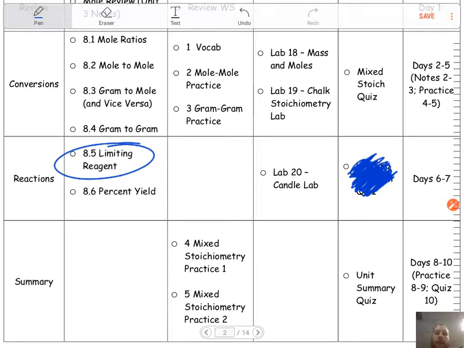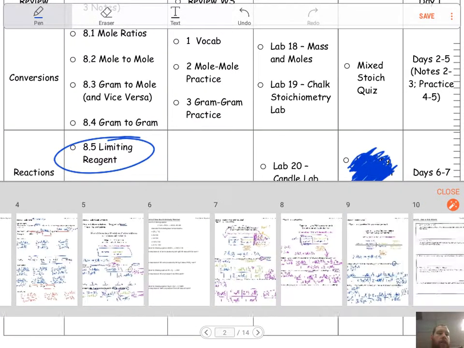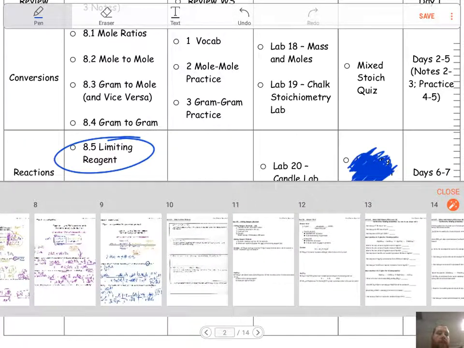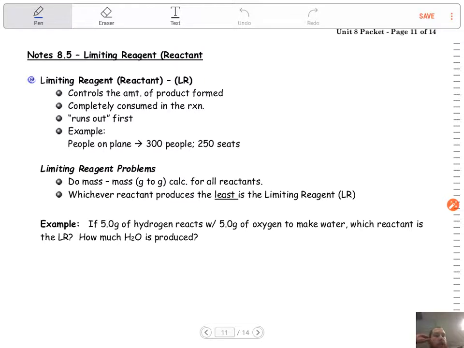We're going to talk about limiting reagents or reactants today. Let's jump right in. The page numbers on mine might be a little bit different than yours, but look for where it says 8.5, the limiting reagent, or in parentheses, reactant. Reagent and reactant mean the same thing. Don't get confused with those. You need to know basically the definition of them and then how we calculate it.